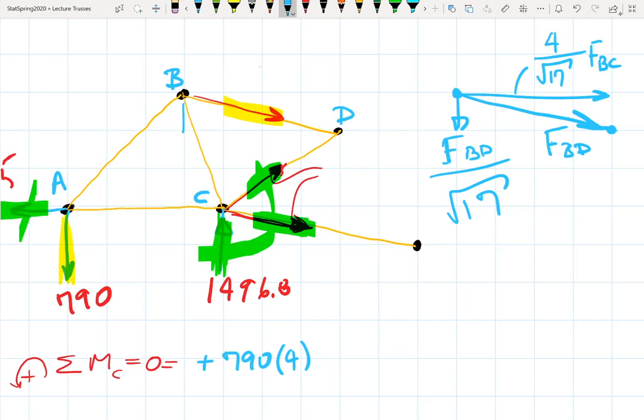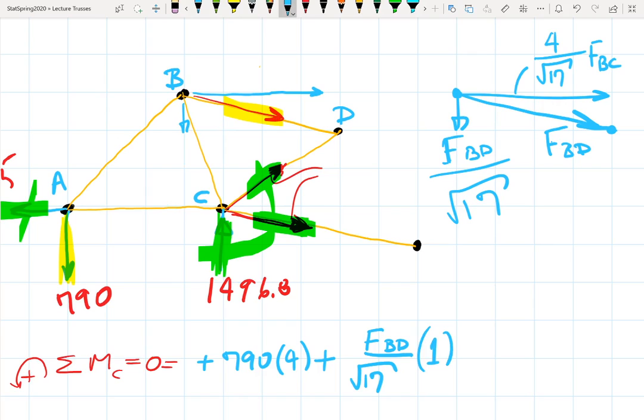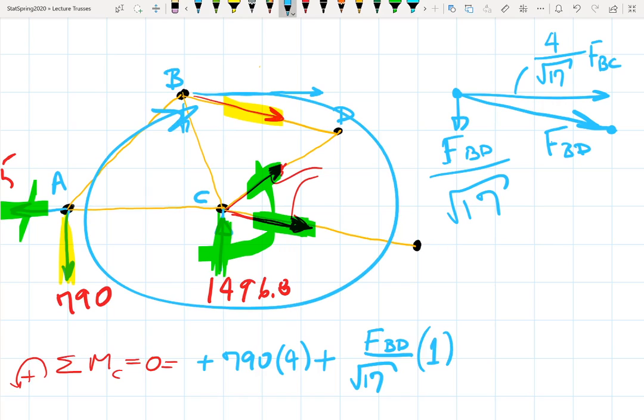So I have a component going down and a component going to the right. The part that goes down is going in a positive direction, and its value is FBD over square root of 17, and its moment arm is 1. This part is going this way, or negative FBD. Its magnitude is 4 over square root of 17.